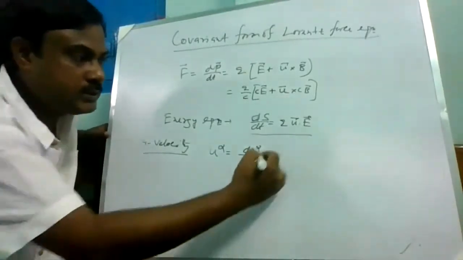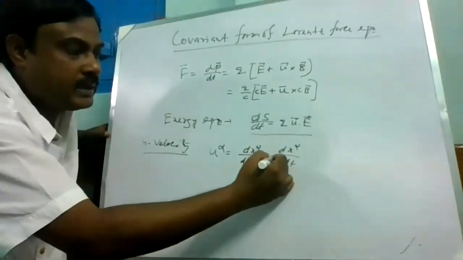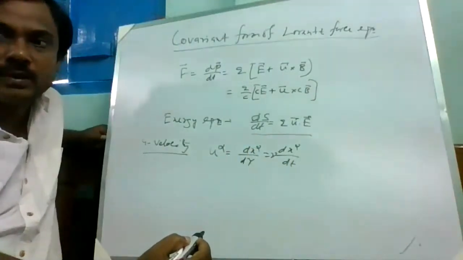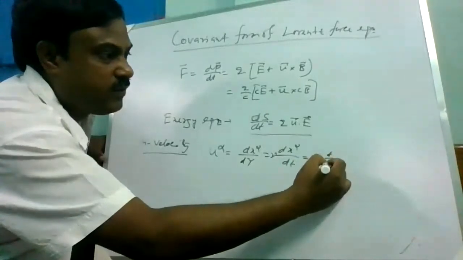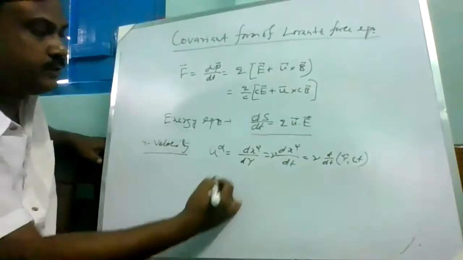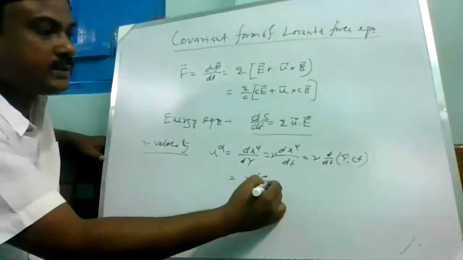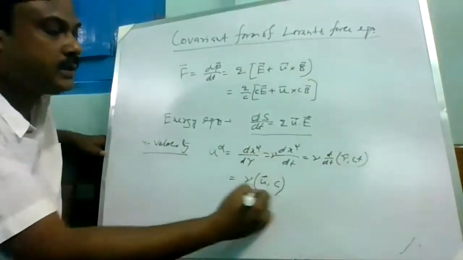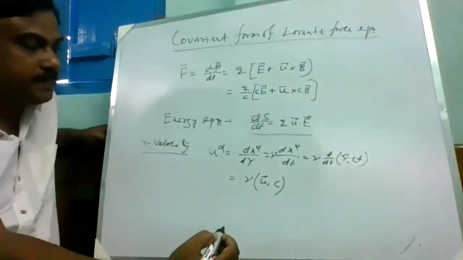Now we know d tau equals dt by gamma, so one gamma will be there. And x alpha is our coordinate, (r, ct). So if you work it out, this will be gamma times u, and this will be c. So the four-velocity U alpha equals gamma (u, c).